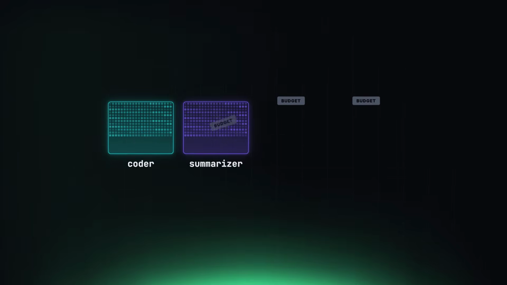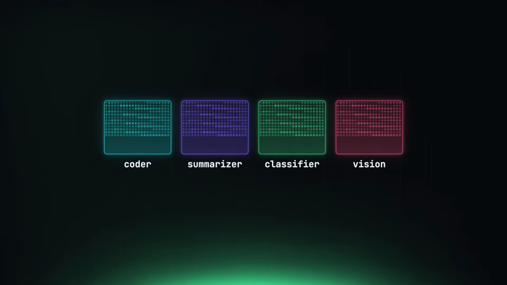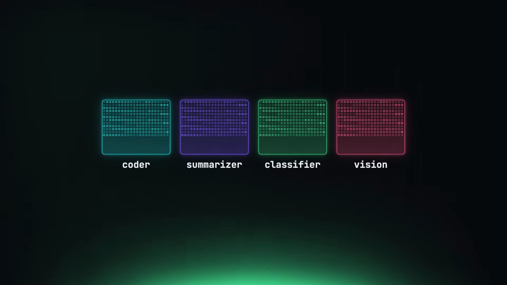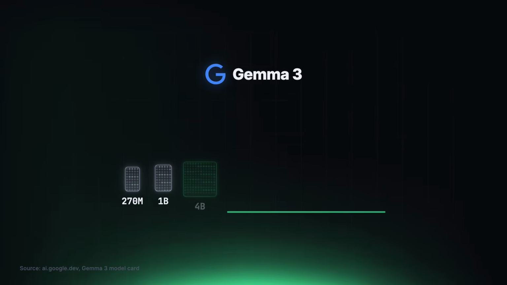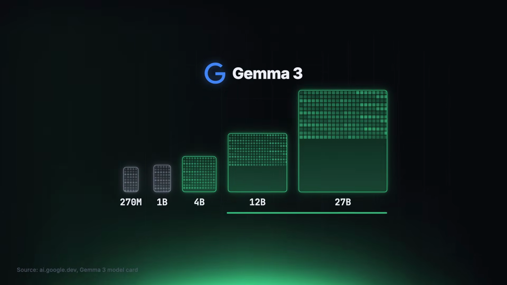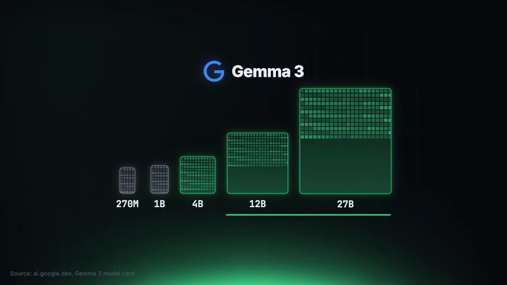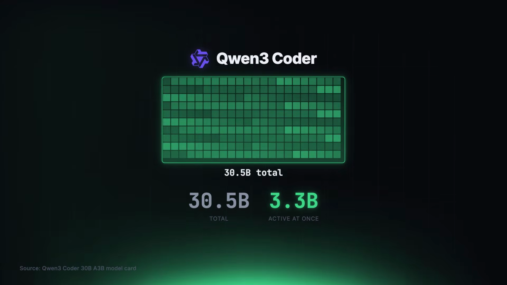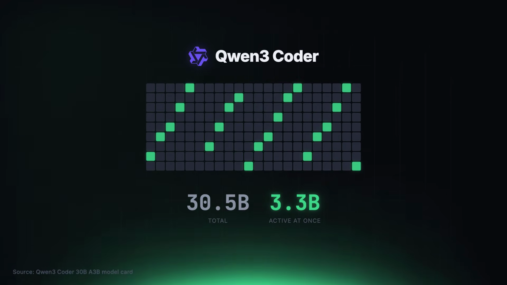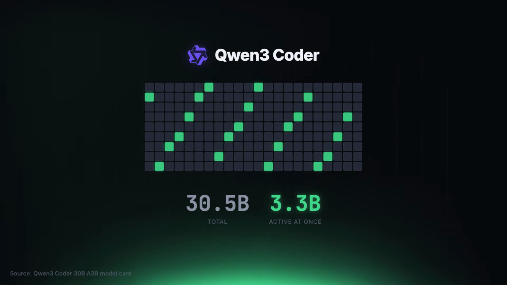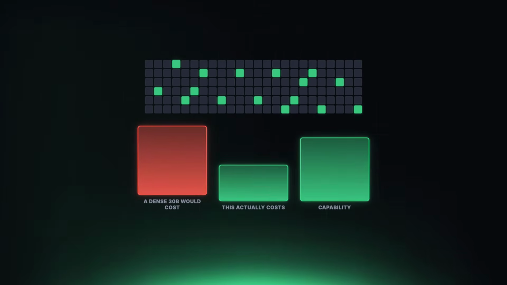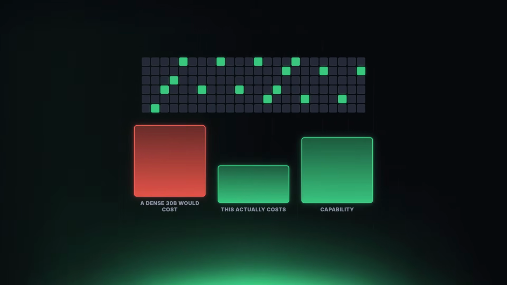Here's where things get interesting. Small models are not just budget models anymore. They are becoming specialized tools. Gemma 3 includes tiny sizes like 270 million and 1 billion parameters, and larger local friendly sizes like 4, 12, and 27 billion. Qwen 3 Coder has a 30 billion parameter version with only a fraction of the parameters active at once, which is exactly the kind of efficiency trick that makes local coding models more interesting.